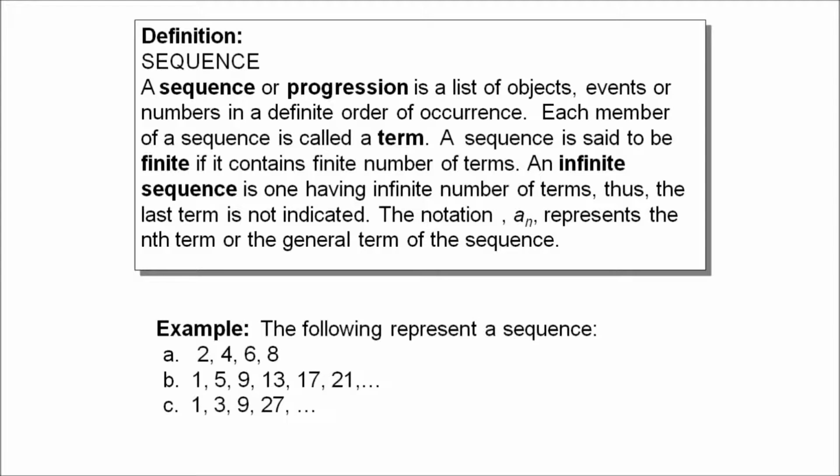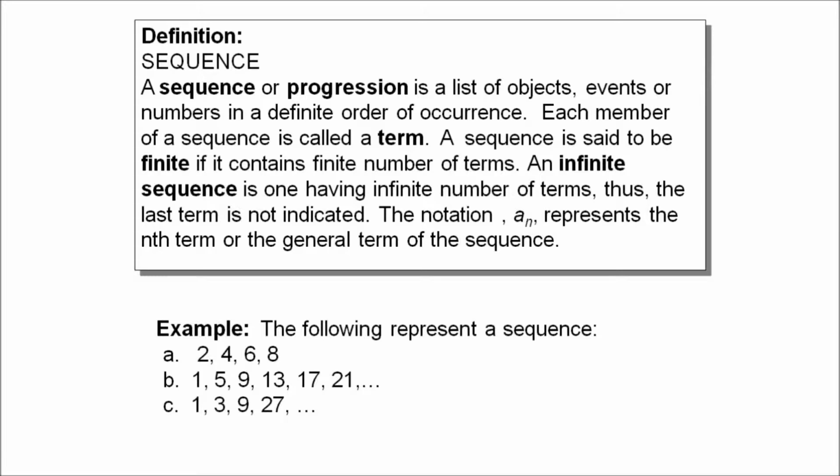The notation a sub n represents the nth term, or the general term, of the sequence. Here are some examples of sequences. We have the sequence 2, 4, 6, 8. Then we have 1, 5, 9, 13, 17, 21. Then we also have 1, 3, 9, 27, and so on.